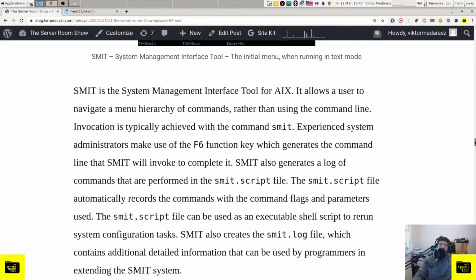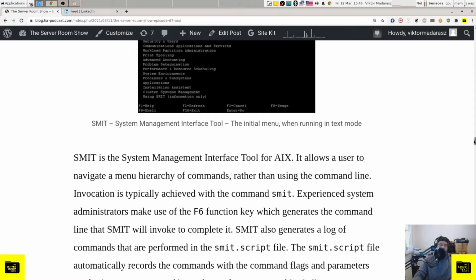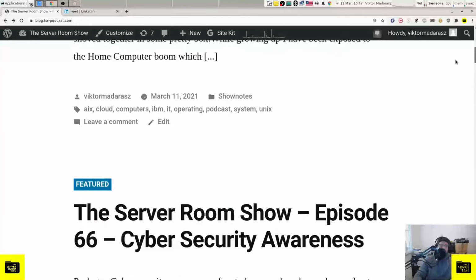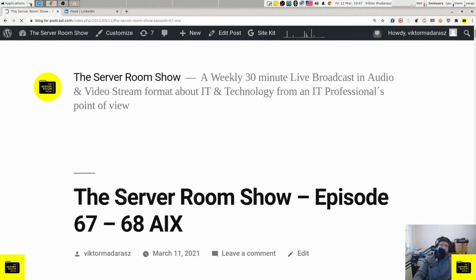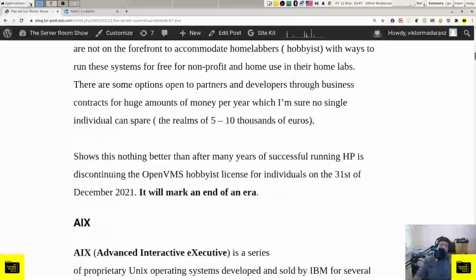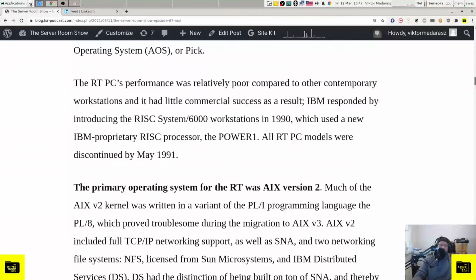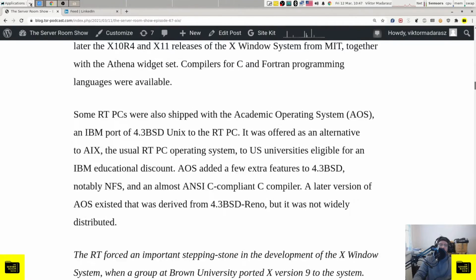You can use the F6 key to look at the command which SMIT would run for you, or what SMIT would generate for you, what it would invoke, and like that you can learn how to do things in AIX regarding the system configuration, because SMIT also logs and saves the commands, or the actions, you tell it to do.